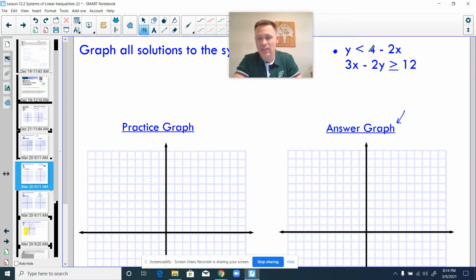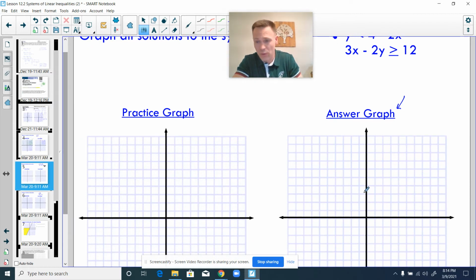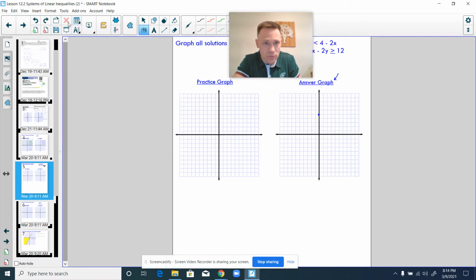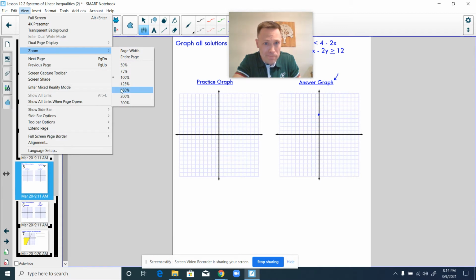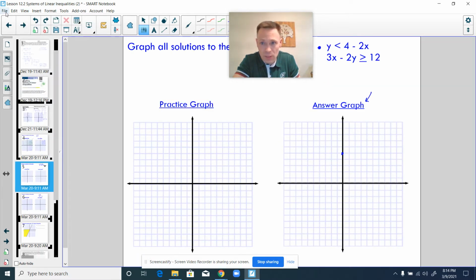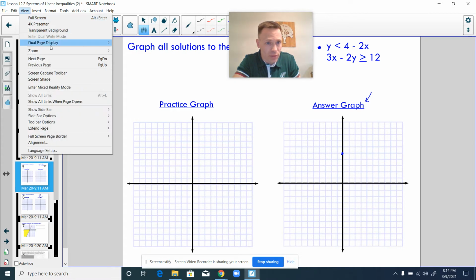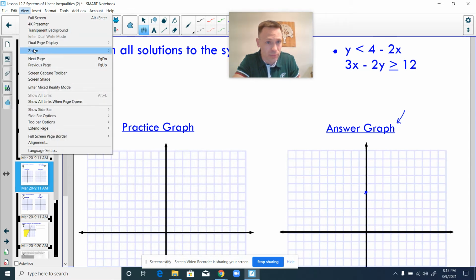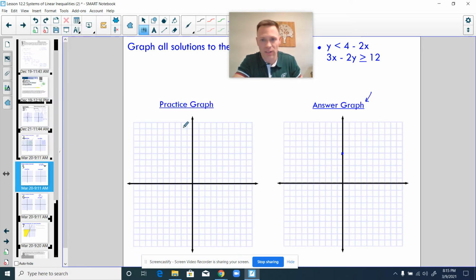So I have y is less than 4 minus 2x. The number that's all by itself is positive 4, so I'm going to go with positive 4. 1, 2, 3, 4. I'm going to change my view on this here for a second. Just want to be able to see the whole graph. 150%, I think, is it. There we go. So I can see the graph and the equation. All right, so my y-intercept's at 4. And then my slope is negative 2. So that's negative 2 over 1, which means I will go down 2, right 1, down 2, right 1.